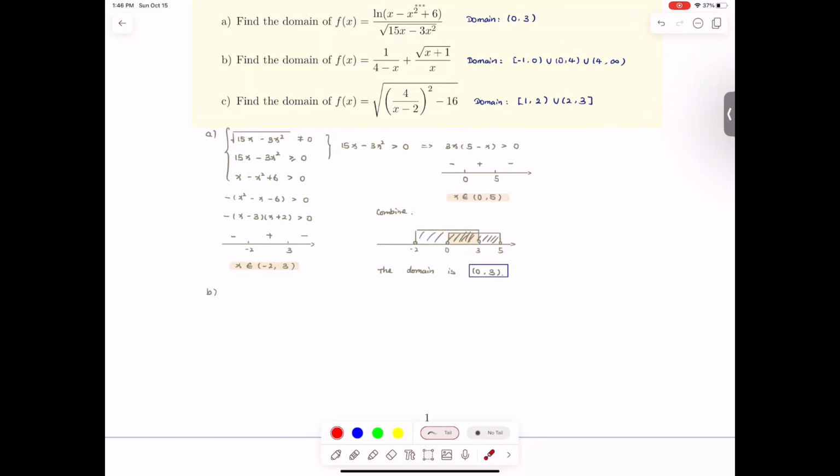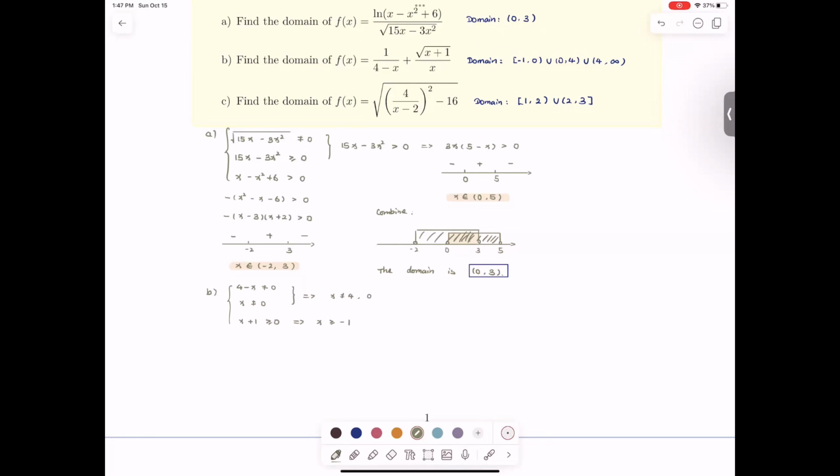Okay, so after you do all the checking, you should have 3 restrictions because you have 2 different denominators. So denominator cannot be 0, so 4 minus x cannot be 0, x cannot be 0, and x plus 1 has to be bigger than or equal to 0. Right? Okay? And the first 2 will give me x cannot be 4, cannot be 0 either. And the last one is saying x has to be bigger than or equal to -1.